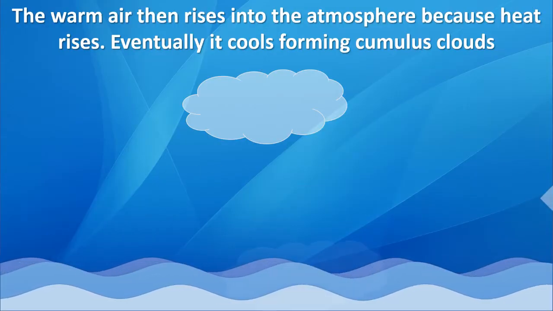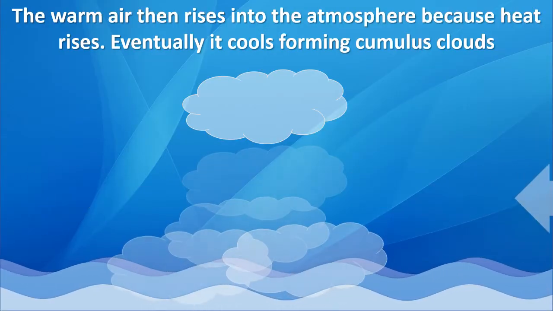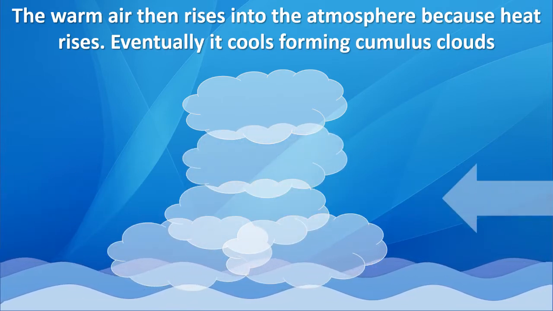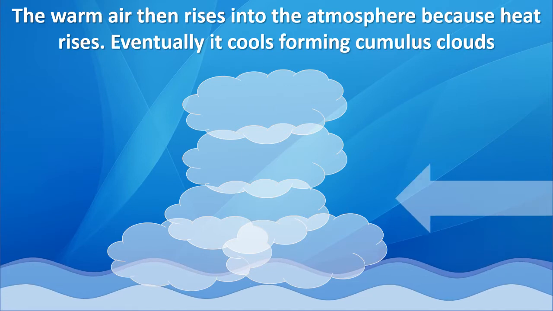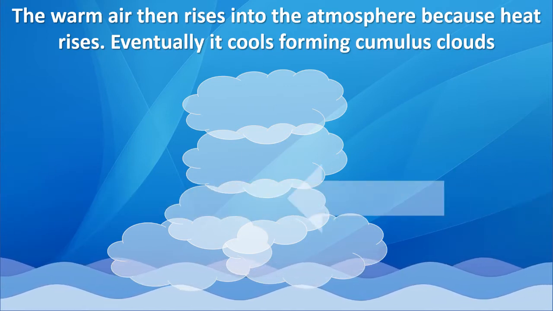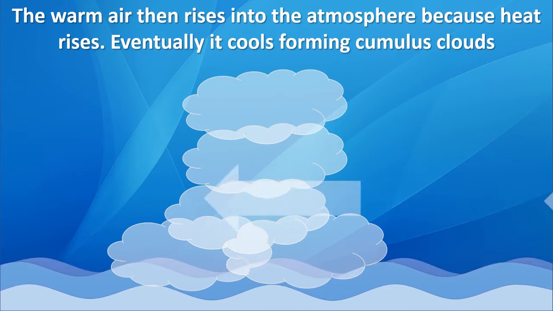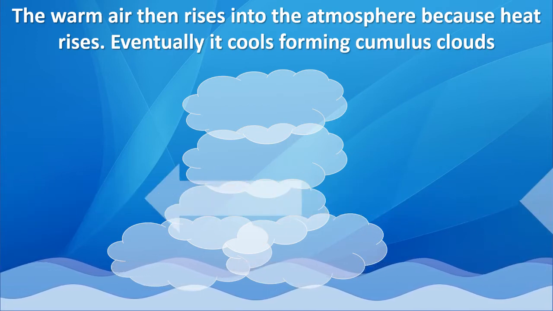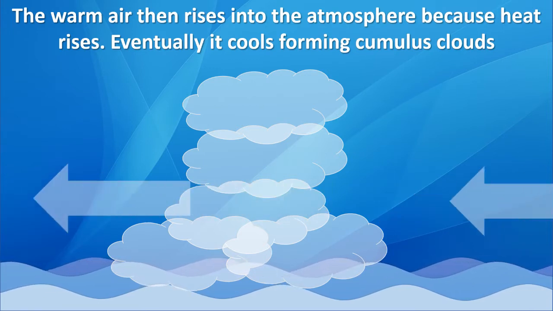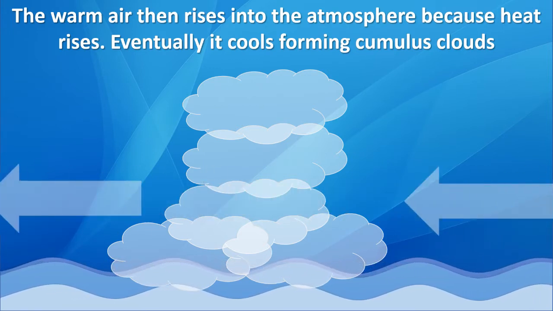So essentially, the warm air rises into the atmosphere because heat rises. So it's being really, really warm and that heat is going up. What will happen is that it will eventually start to cool and form cumulus clouds. So the warm water is causing moisture. The air kicks that moisture up and up into the air. As it goes up and up and up, it will form clouds.